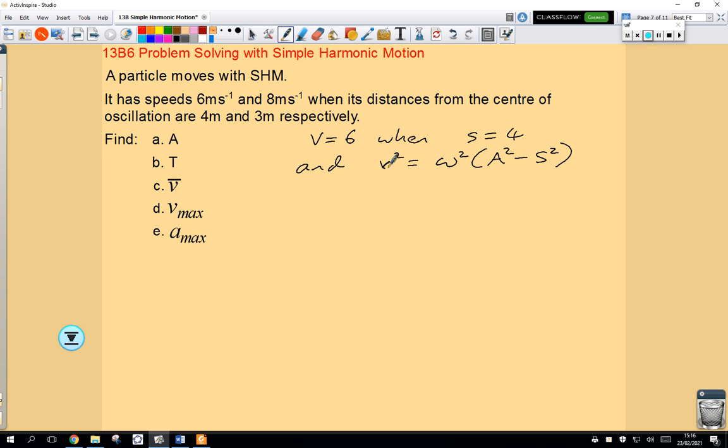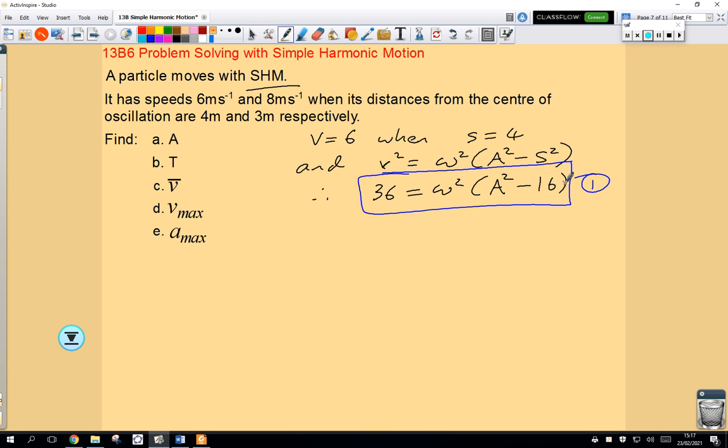So I'm just going to substitute in here. V squared, that's going to be 36 if V is 6, is equal to omega squared, which I've no idea what that is, times A squared, I can't really say what that is, and S squared, well, we know that S is 4 in this case, so minus 16. So why this? Well, we know it's moving with simple harmonic motion. We've proven that if an object's moving with simple harmonic motion, then the square of its velocity can be written with this. So we can substitute in our values here and come up with an equation. Notice there are two unknowns here.